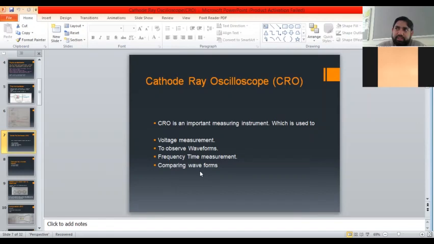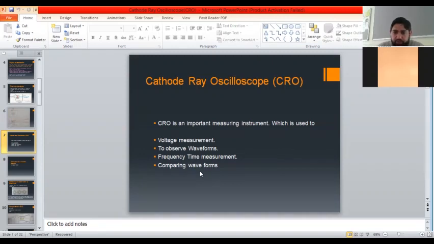You would have seen it in hospitals, like it is used to show heartbeat signals, ठीक है जी, and it is also used in physics labs, engineering labs, where we have different waveforms to be shown on this CRO display. We can also compare two waveforms in new CROs. We have that function also available.